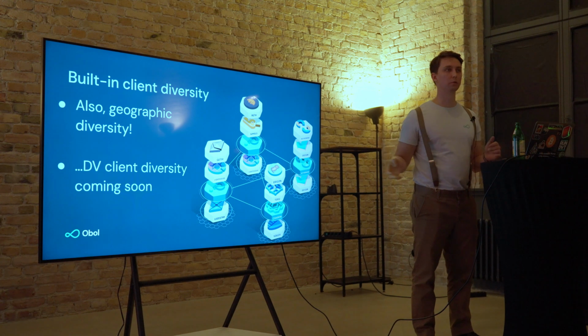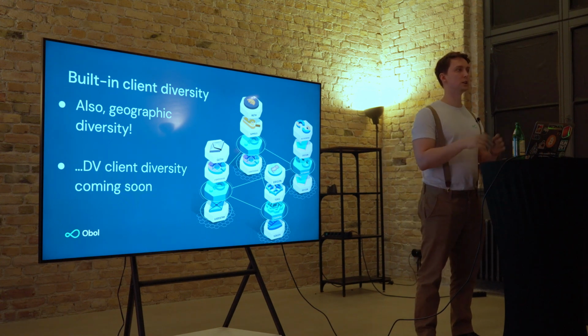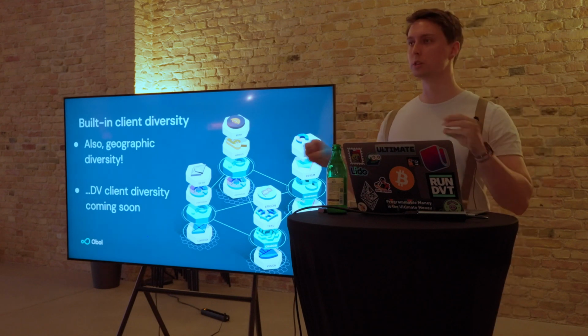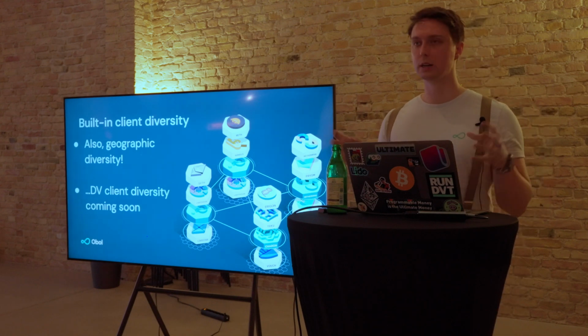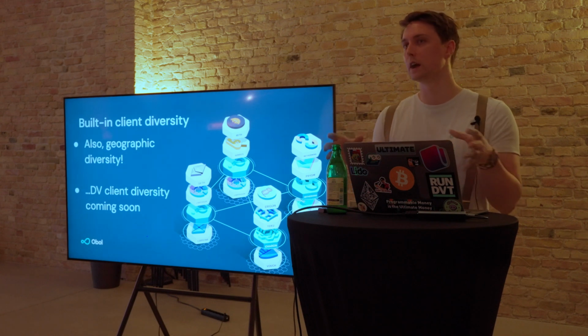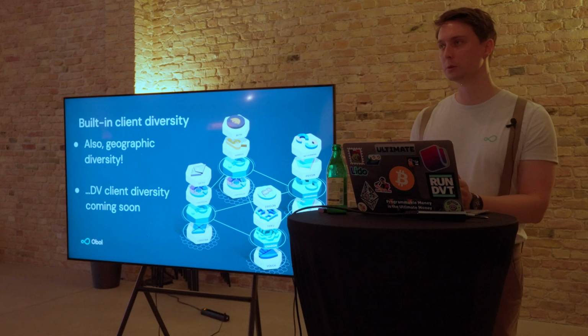If you run all 4 of these nodes in the same data center and the data center goes offline, your validator goes offline. But if those are spread out across different data centers, or at different people's homes, you've removed those single points of failure. So you can really build client diversity and resilience into a single validator or a set of validators in a way that you haven't been able to do before.